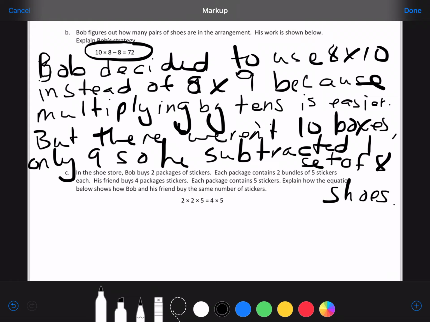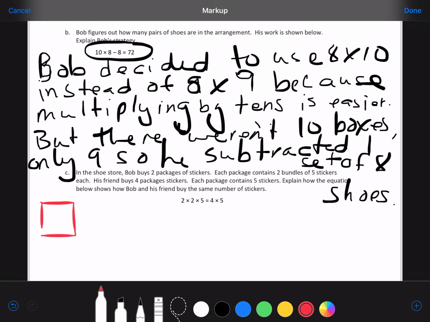C. In the shoe store, Bob buys 2 packages of stickers. Each package contains 2 bundles of 5 stickers each. That is really confusing, so I would like to draw a picture of that after we finish the question. His friend buys 4 packages of stickers. Each package contains 5 stickers. Explain how the equation below shows how Bob and his friend buy the same number of stickers. All right, so let's start by drawing a picture.